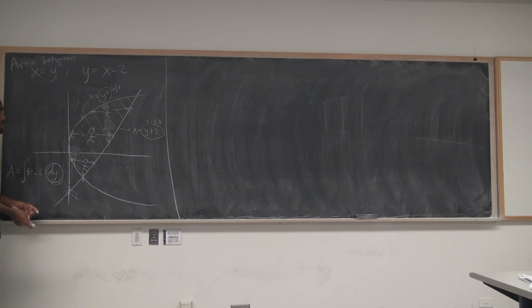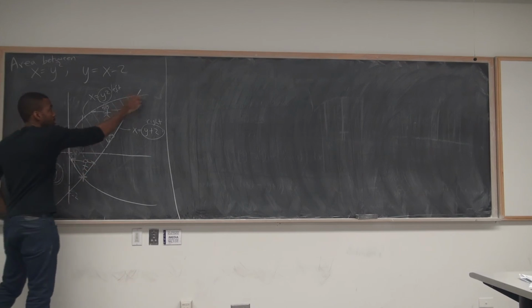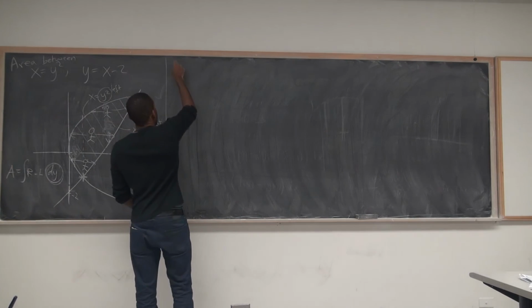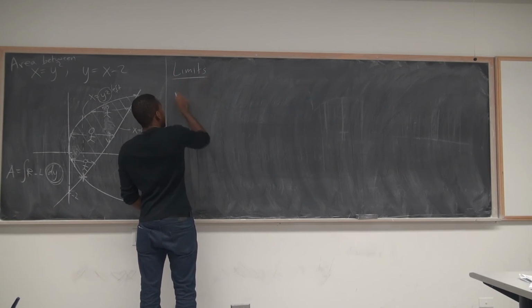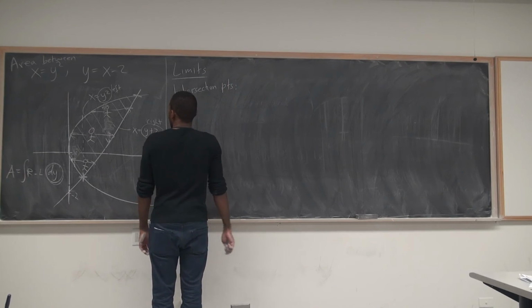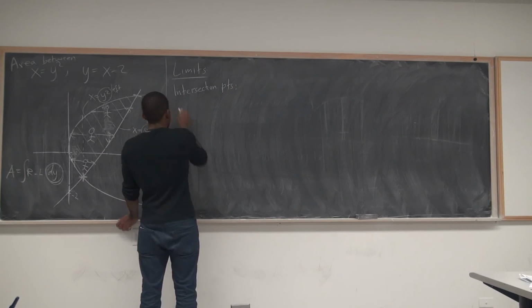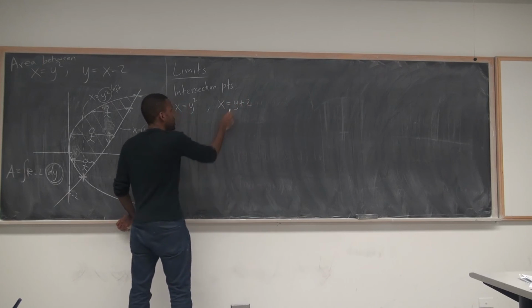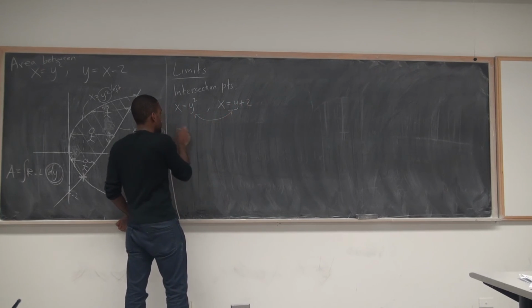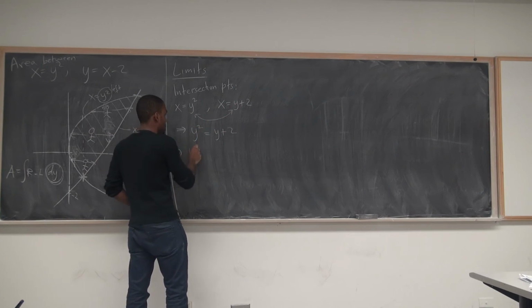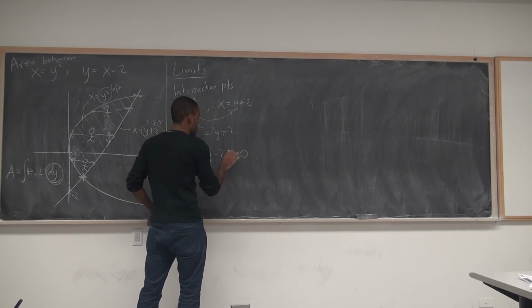What's the second consideration? My limits. I need my bounds. For the limits, I need the intersection points, where both have the same y value. Here I know x is equal to y squared, and I also know that x is equal to y plus 2. To intersect, they have to be equal, so I set them equal. y squared must equal y plus 2, which means y squared minus y minus 2 must equal 0. How do I solve that?